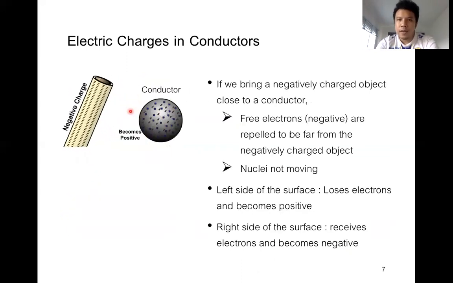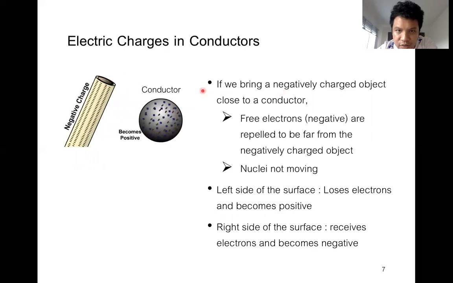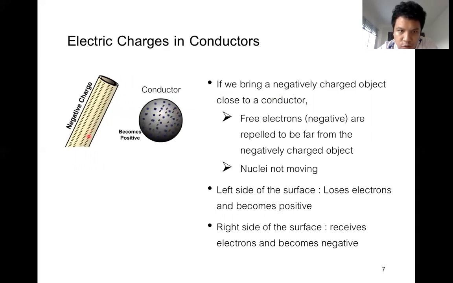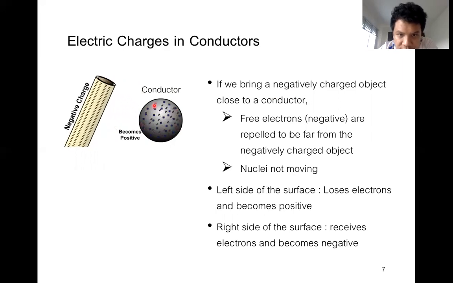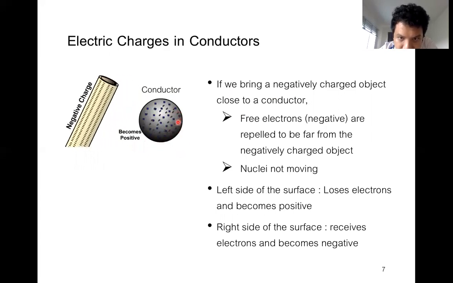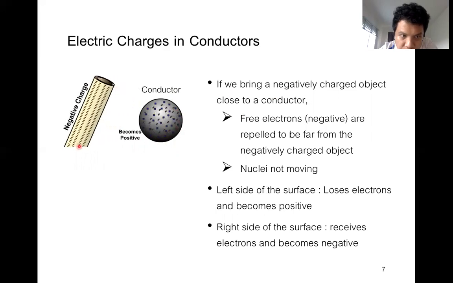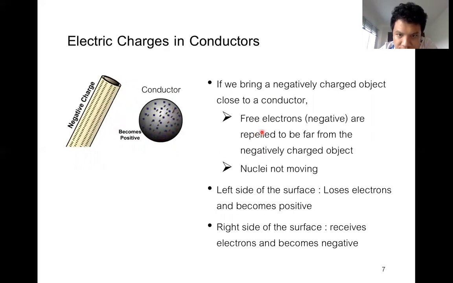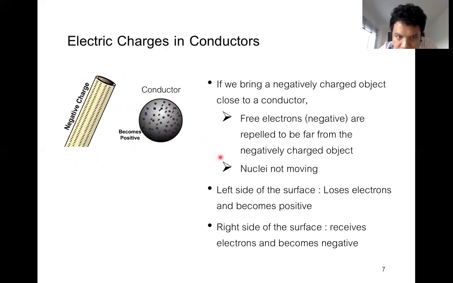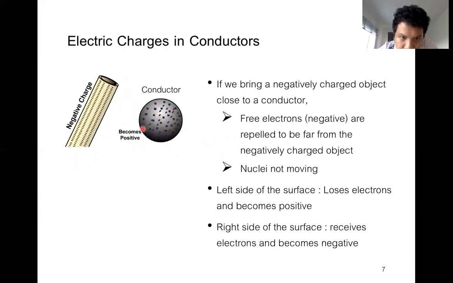Okay, so from this animation, if we bring a negatively charged object close to a conductor like this, you can see that the free electrons, or the negative charge, are repelled. So this is negative charge in red. They are repelled to be far away from the rod, to the right hand side. But the nuclei in blue, which have a positive charge, are not moving.